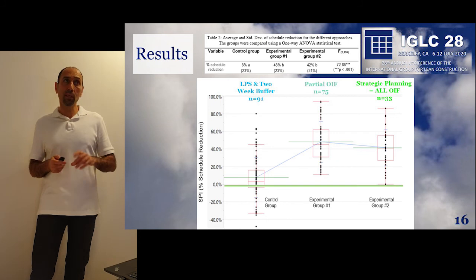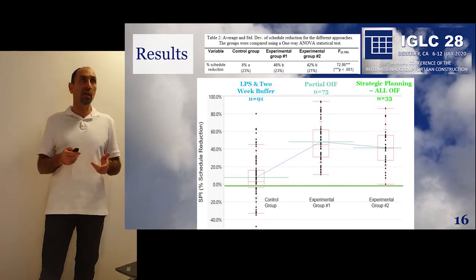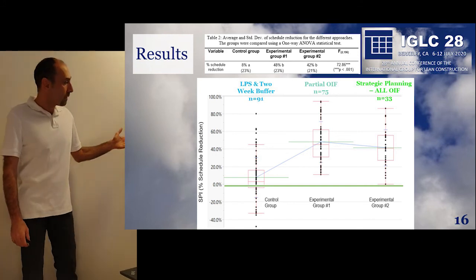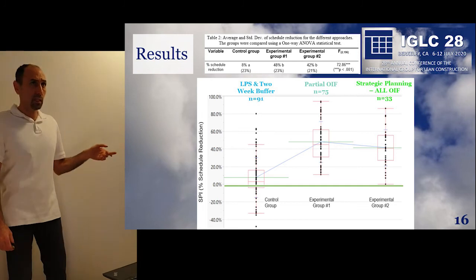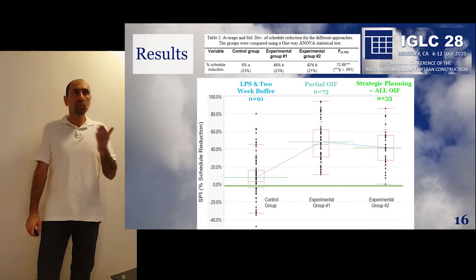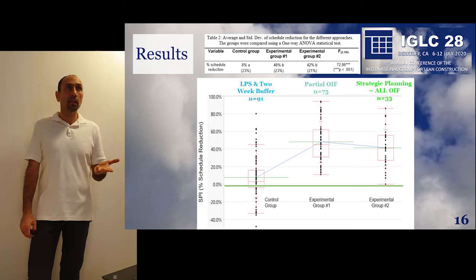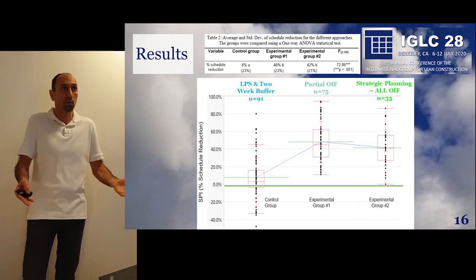Showing the same data but in a different format, just to show the variance. You can see that just by using the last planner and 2-week buffer, we had a project down there that's 48% late, and that was acceptable at that time because this is what we could deliver, and we were one of the good teams, you know.